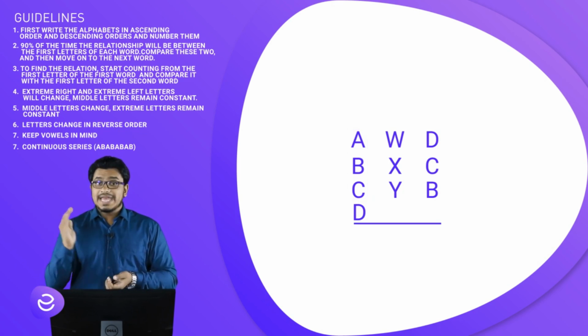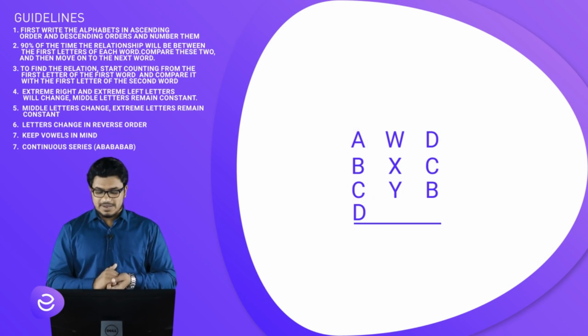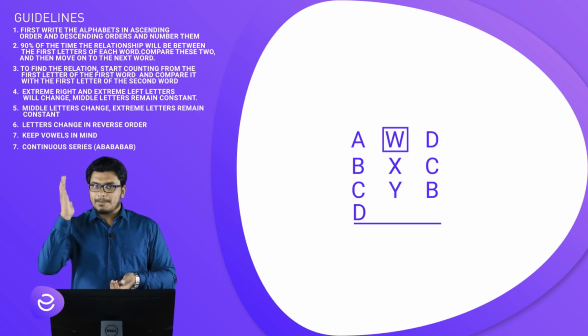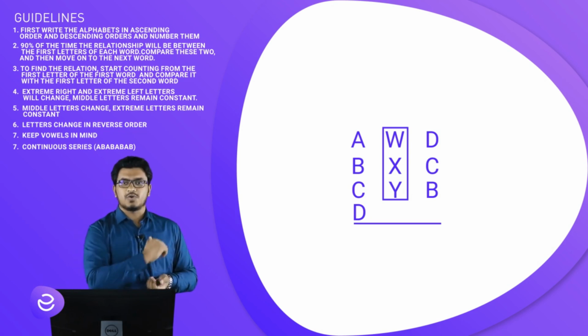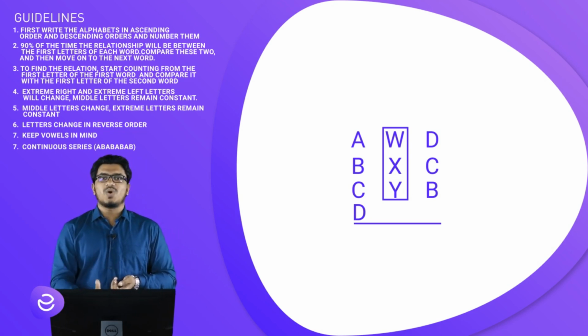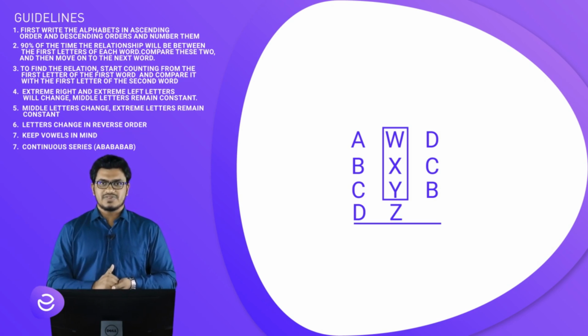Next one, AWD was the first element. You get W. So, you compare the second letter of the first word with the second letter of the second word, the second letter of the third word, and the second letter of the fourth word. You get W, X, Y, you will get Z, right.